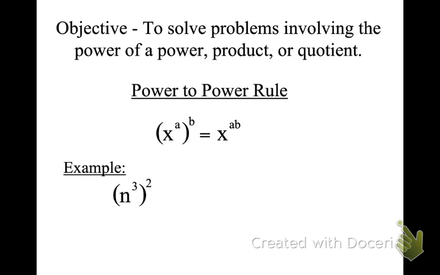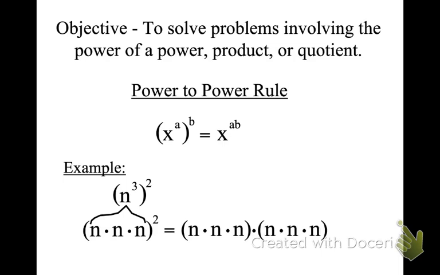So if I have something like this, if I were going to expand it, it would look like this, and then do it twice. Right? But if we use our shortcut, all we have to do is multiply the inside and the outside. So n to the third power times the second power is n to the sixth.